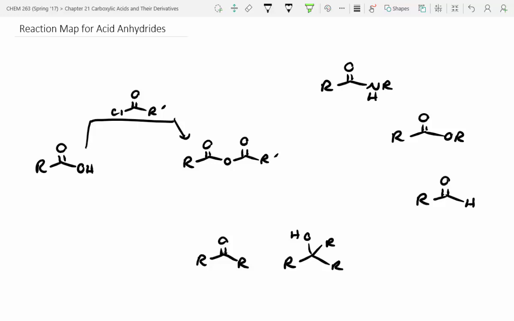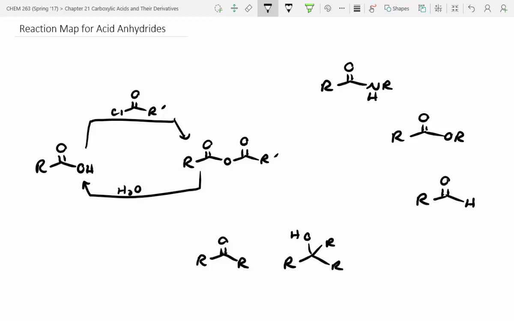And then if we want to go in the reverse direction, what do you think we can do? It's not the Li. So how can we rip apart an anhydride? It's really similar to an acid halide. How do we rip apart an acid halide? Lots of water, right? So this will react with water and convert it back.